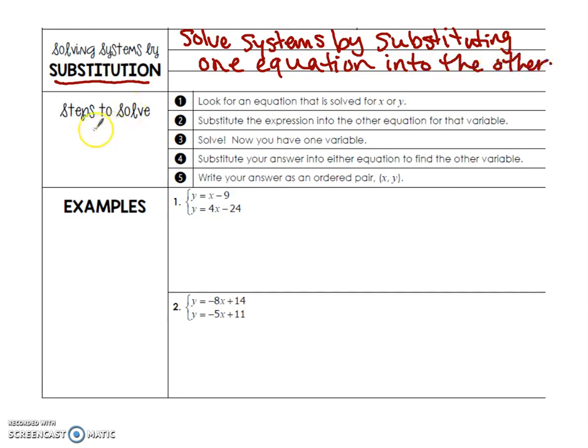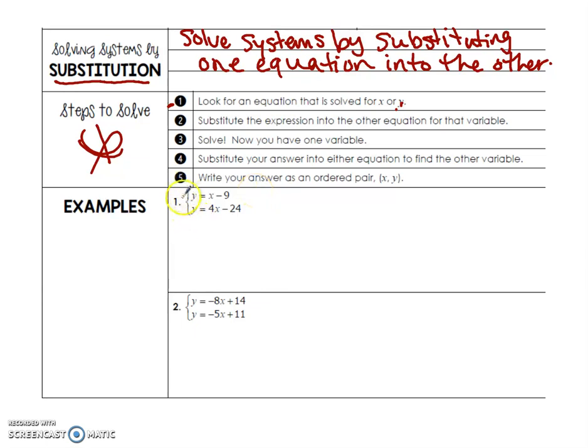Okay, so here we have some steps to follow. Number 1 says look for an equation that is solved for x or y. Sometimes this is already done for us, and sometimes it's not. Okay, so let's start with number 1. Let's look at example number 1.